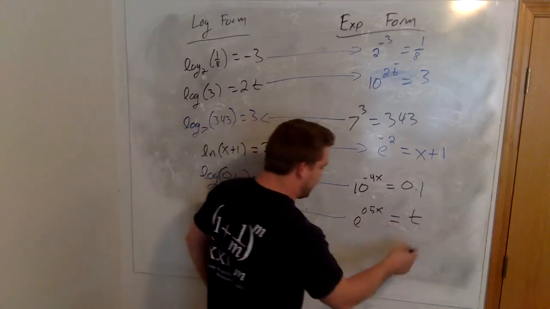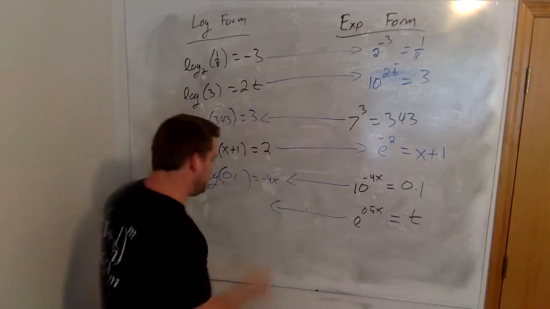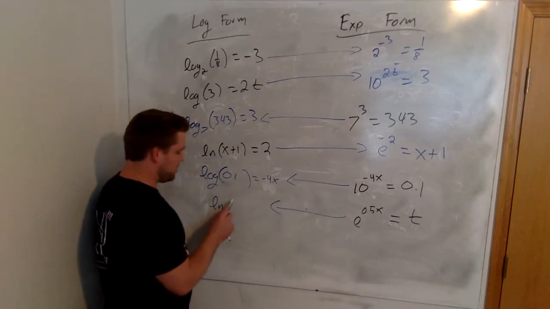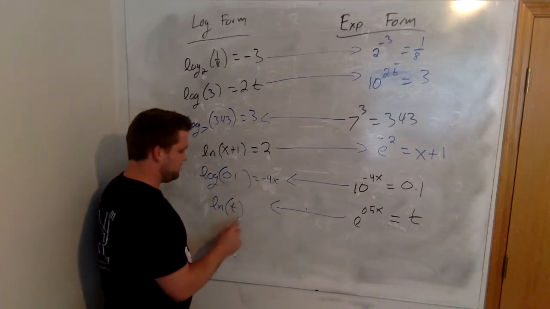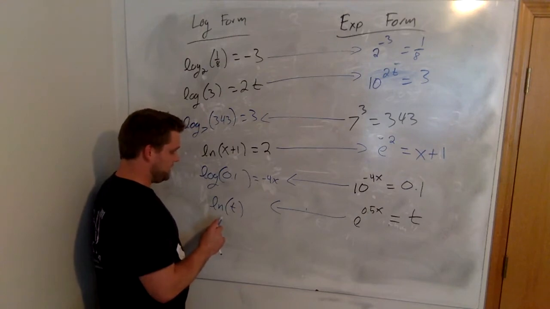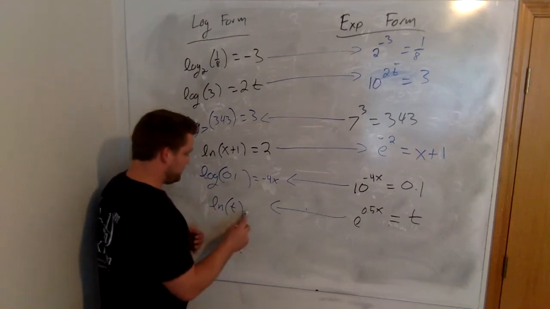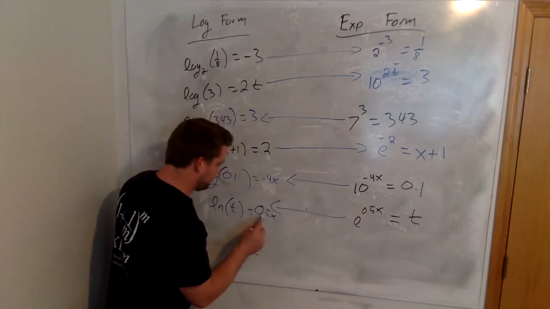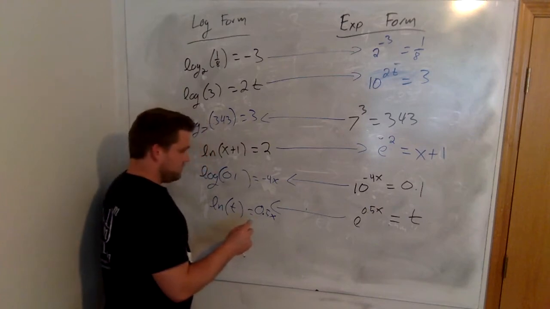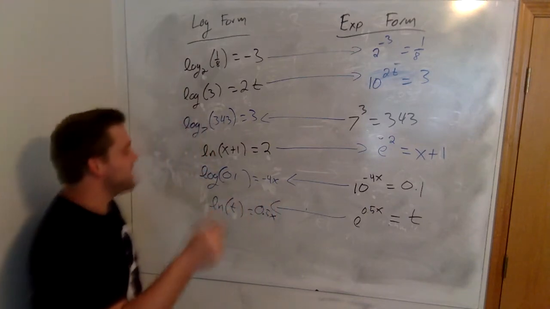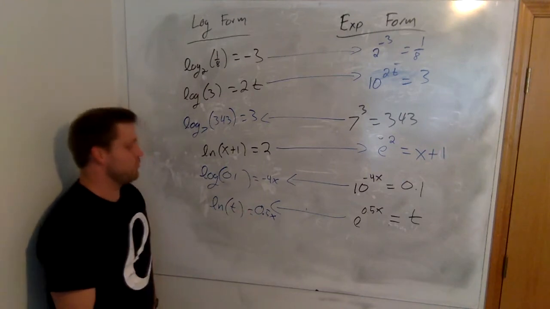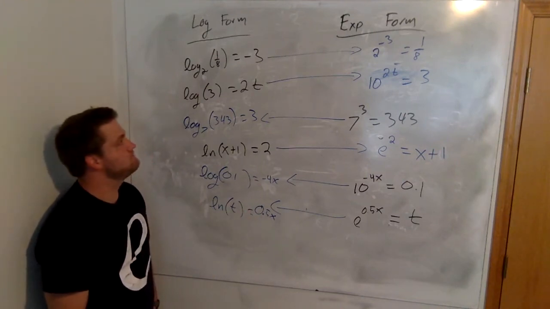Okay. This last one here, we have log base e. Remember we denote that with natural log. So we have the natural log of t. We would say e to what power gives you t? Well, it's saying e to the 0.5x. e to the 0.5x would be equal to t. So here we are switching to logarithmic form. Okay, so it's going back and forth.